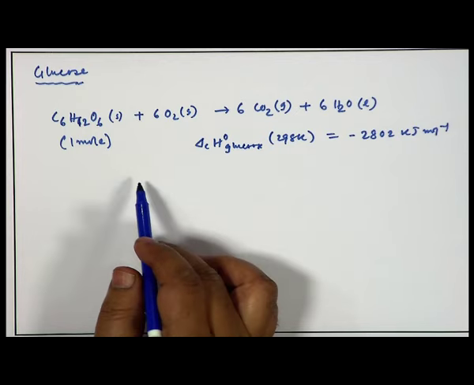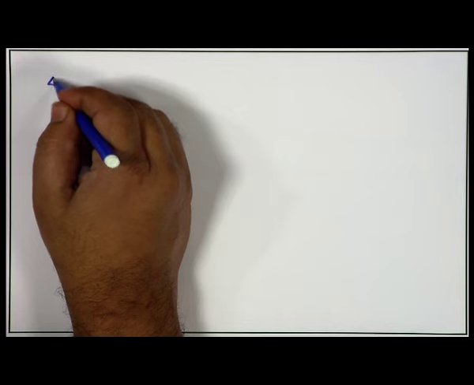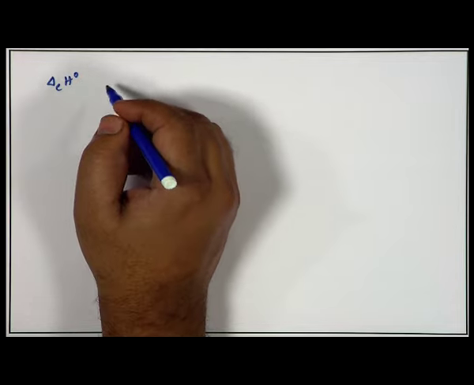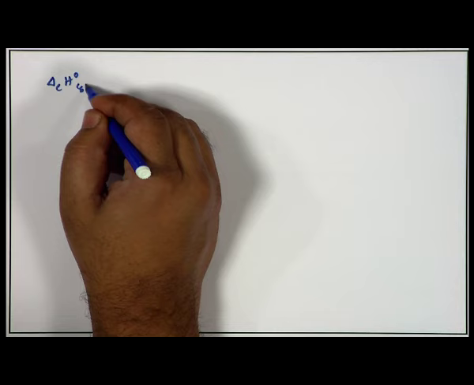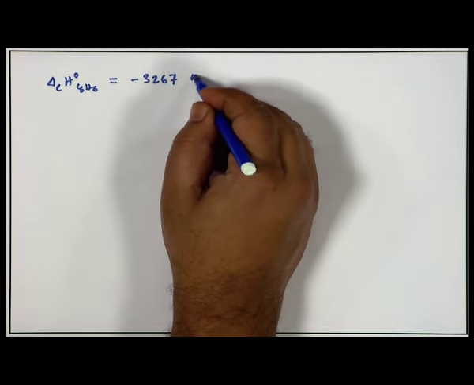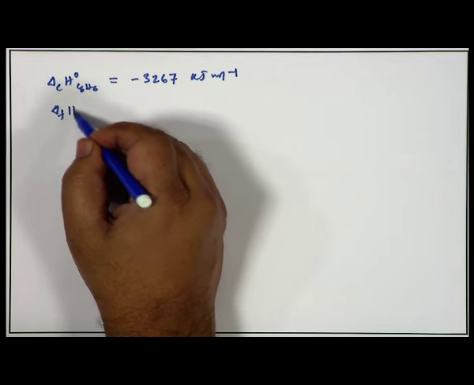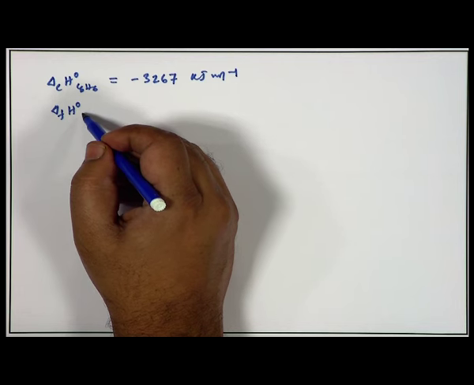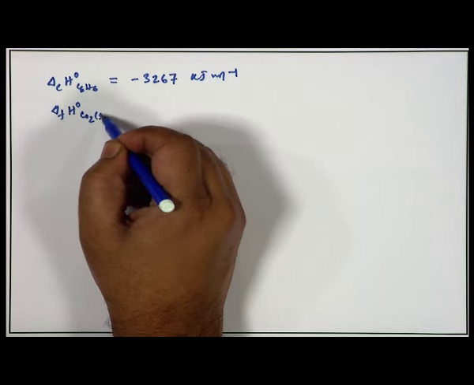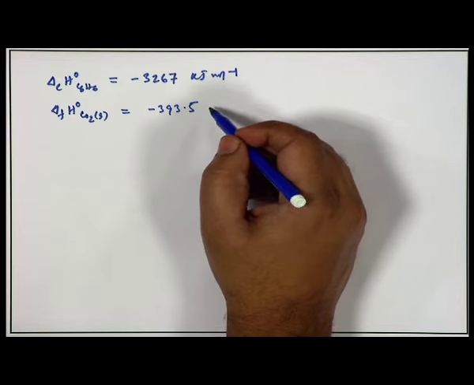Now we will solve one problem, which is given here. It says the standard enthalpy of combustion of benzene, C6H6, is given as -3267 kilojoule per mole, and the standard enthalpy of formation is given for carbon dioxide as 393. The standard heats of formation are tabulated.